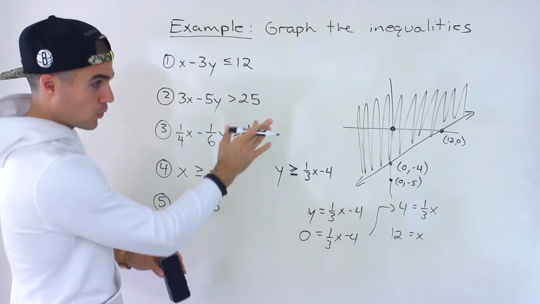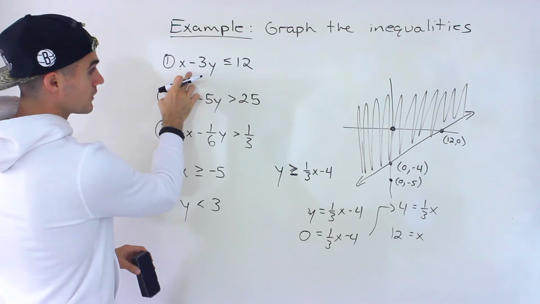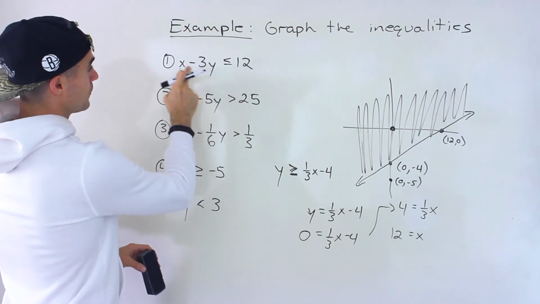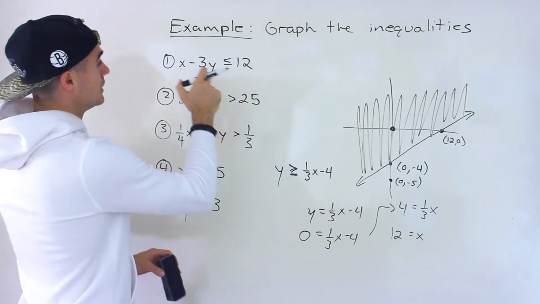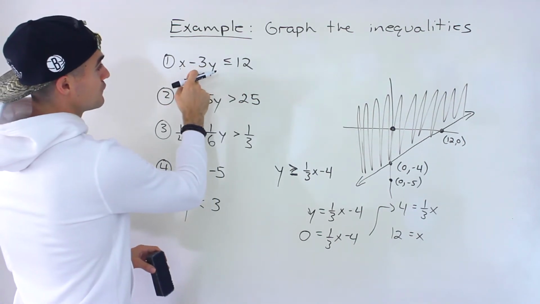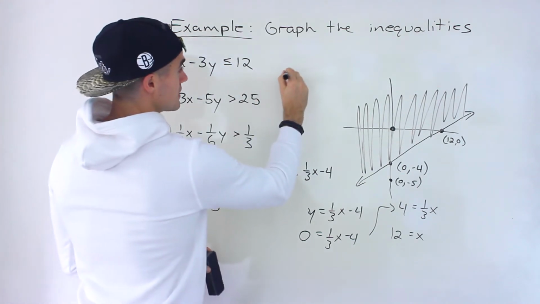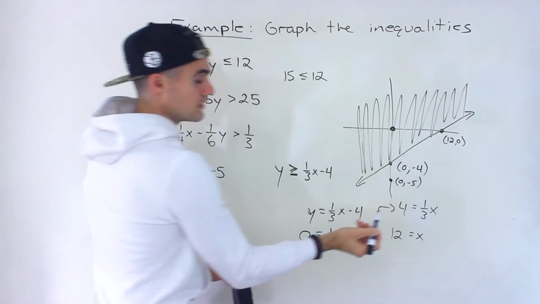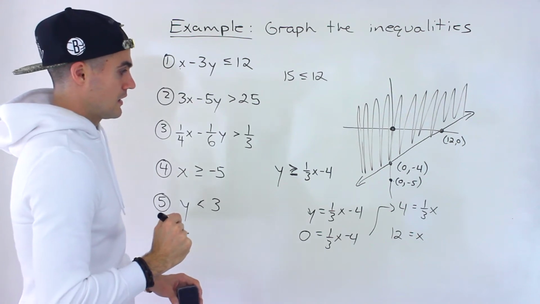We know that, according to what we got, this shouldn't be a solution to this inequality. Notice that if we plug in 0 for x and negative 5 for y, we'd have 0 minus 3 times negative 5, which is positive 15. 0 plus 15, notice that 15 is indeed not less than or equal to 12, right? This doesn't make sense, and so (0, negative 5) would not be a solution. Now, a couple of things.